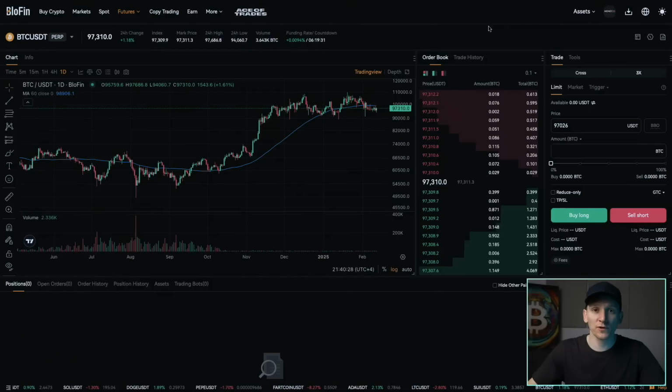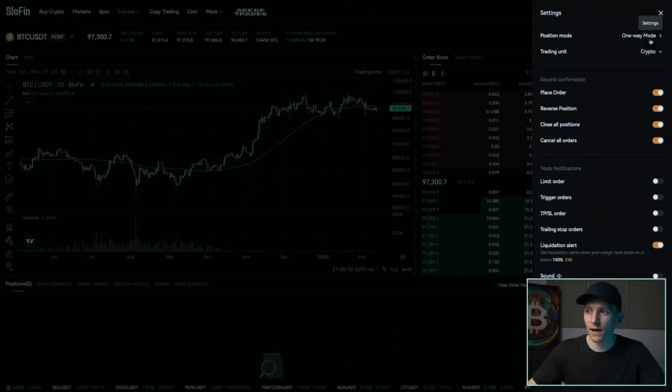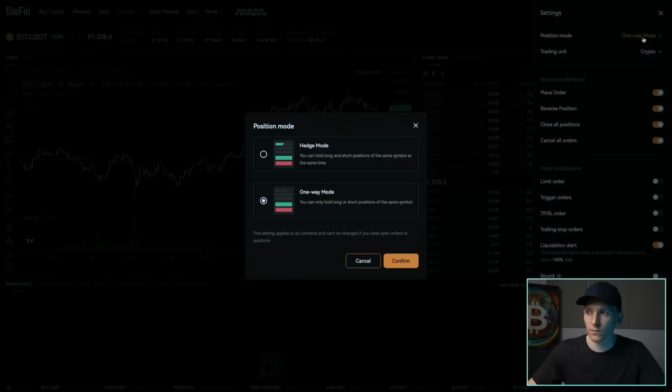In the top right-hand corner of the trading screen, go to your settings and then choose which position mode that you want to trade with. So this doesn't matter too much, but one-way mode means that you can only open a trade in a currency pair one way at a time. So if you want to go long and you're a buyer, you can go long with $1,000 worth, let's say. Now, what happens if you want to actually take a short position in that asset as well?